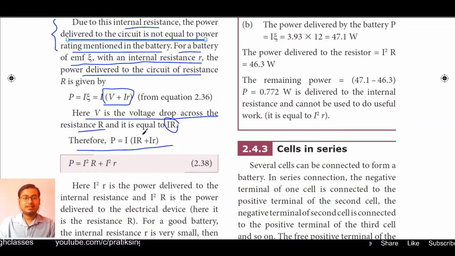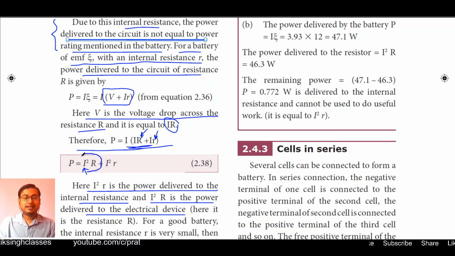Therefore we can write P is equal to I into (IR plus Ir). This capital R is the external resistance and this small r is the internal resistance of the battery. So if you multiply this, we get P is equal to I squared into capital R plus I squared into small r, where I is the current flowing in the circuit. Here I squared r is the power dissipated in the internal resistance, and I squared R is the power delivered to the load connected to the cell or the battery.